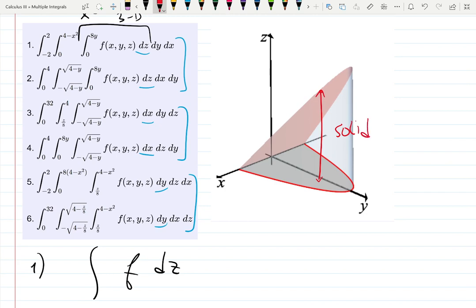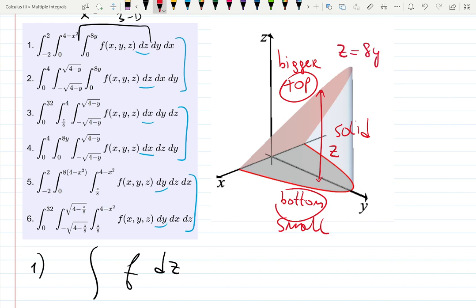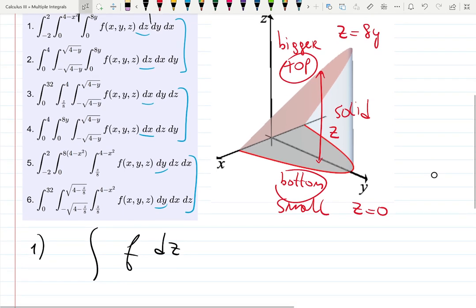How is this height changing? From the bigger function, which is on the top, to the smaller function, which is at the bottom. Luckily, we have equations for both. This one is z equals 8y, and this one is z equals 0. So it will be from 0 to 8y. So that actually was not that bad.